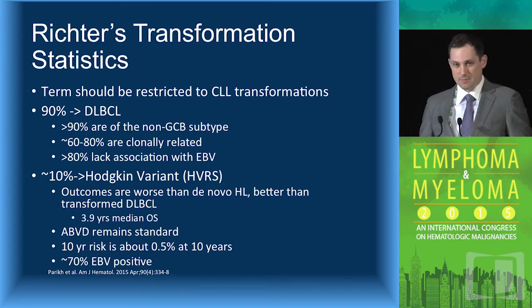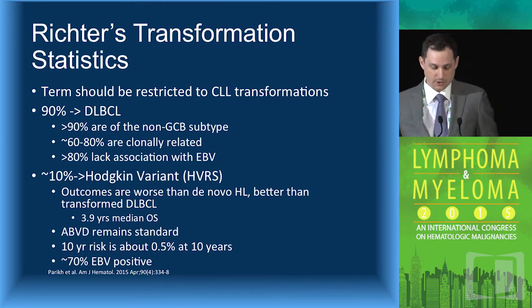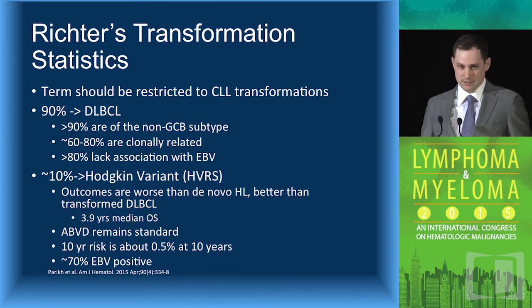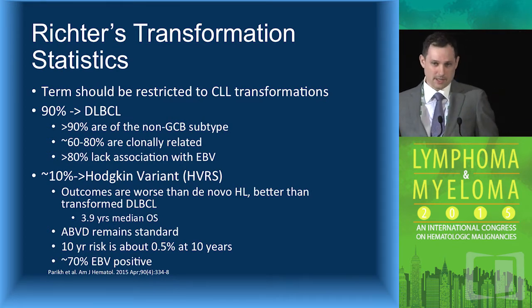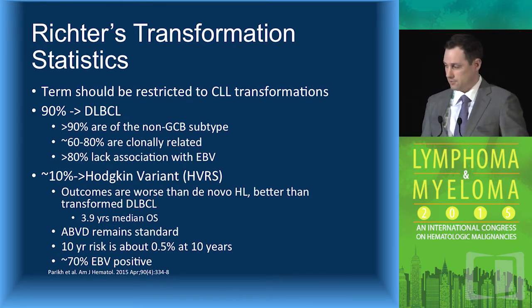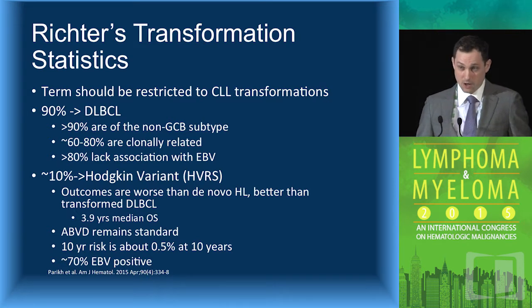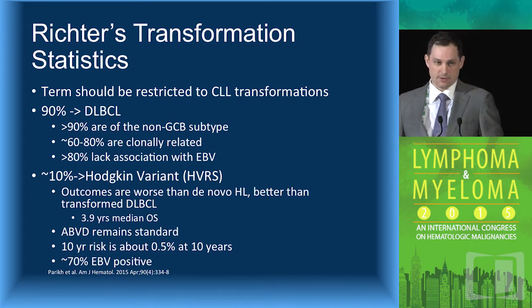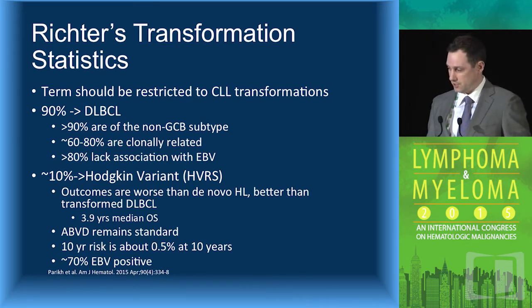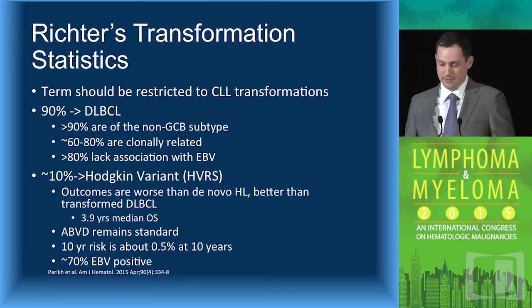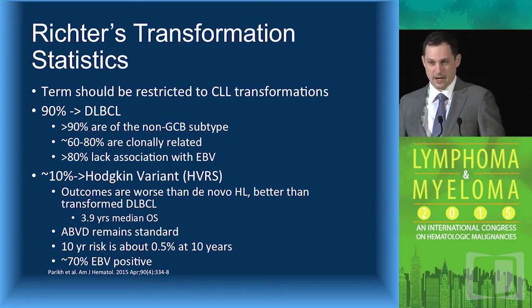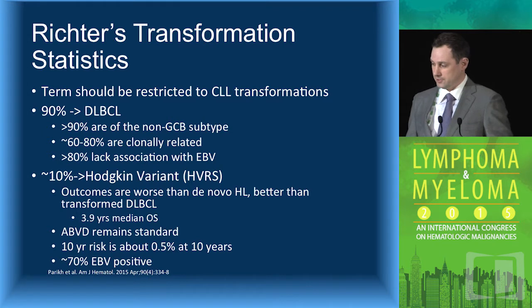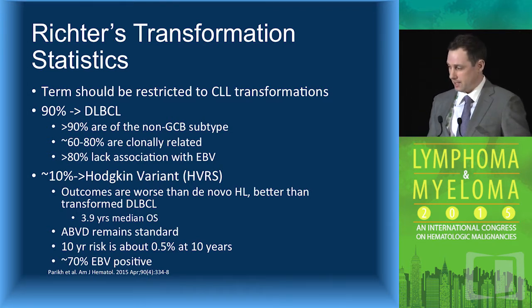When you look at the remaining 10% and you get into rarer variants of this already relatively rare disease, the majority are Hodgkin variant Richter syndromes, whose outcomes are typically worse than de novo Hodgkin lymphoma, but definitely better than those we see in Richter's transformations, with a median survival of Hodgkin variants of about 3.9 years. ABVD remains the standard of care, and there's very limited data on brentuximab vedotin and other newer agents that we're using in Hodgkin's and how that could potentially impact these patients.